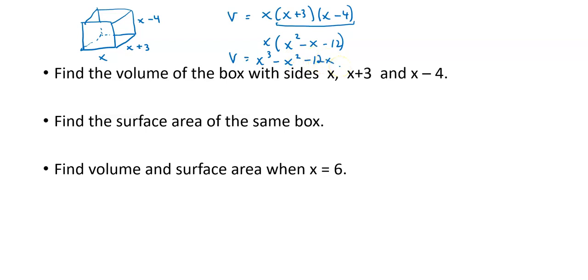So we often call that standard form, right? The polynomial goes down in order of exponents, so x to the third, then x to the second, then x to the first, and then if there's constants at the end.